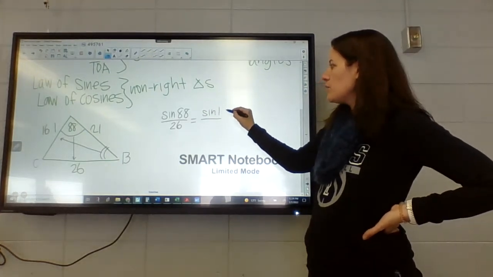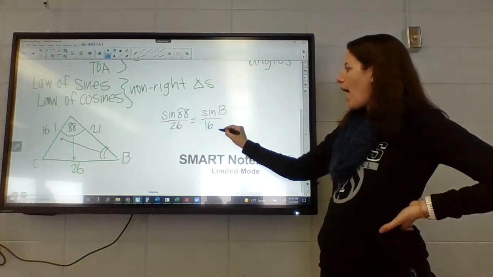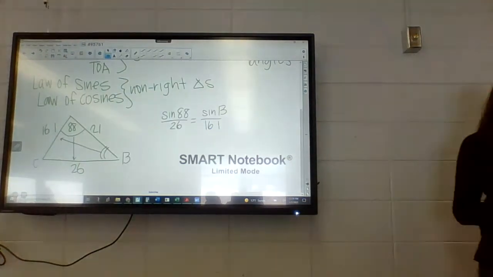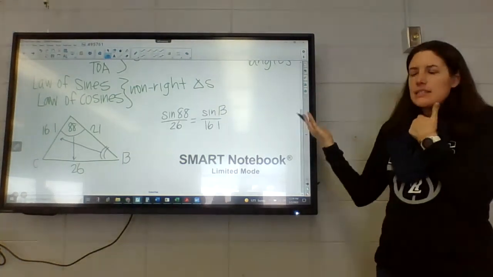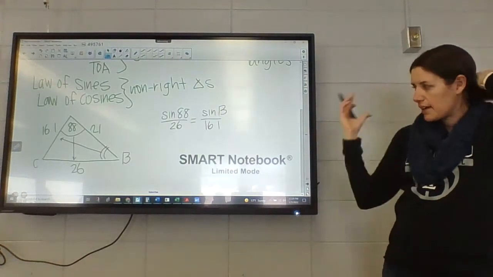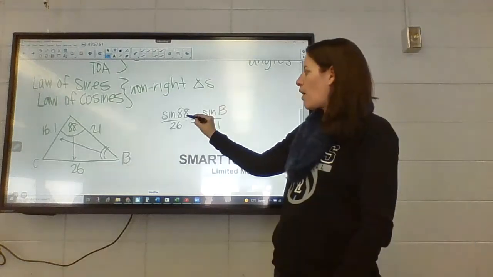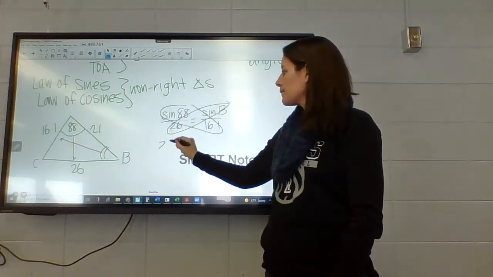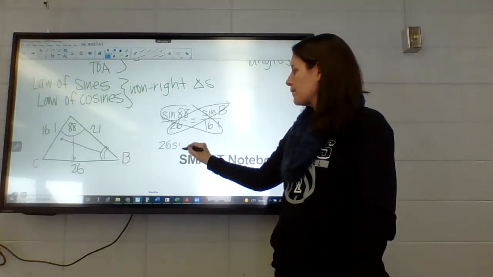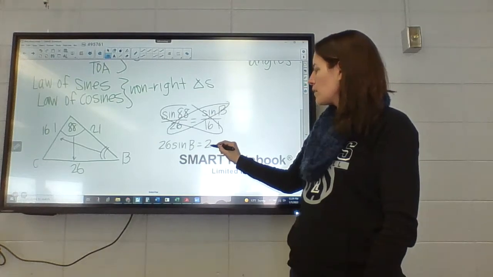This one I would use law of sines for because it's not a right triangle, and I know some opposite sides and some opposite angles. I'm trying to find angle B in this case, because once I find angle B, I could find angle C. So I'm going to cross multiply. Oops, what am I doing?